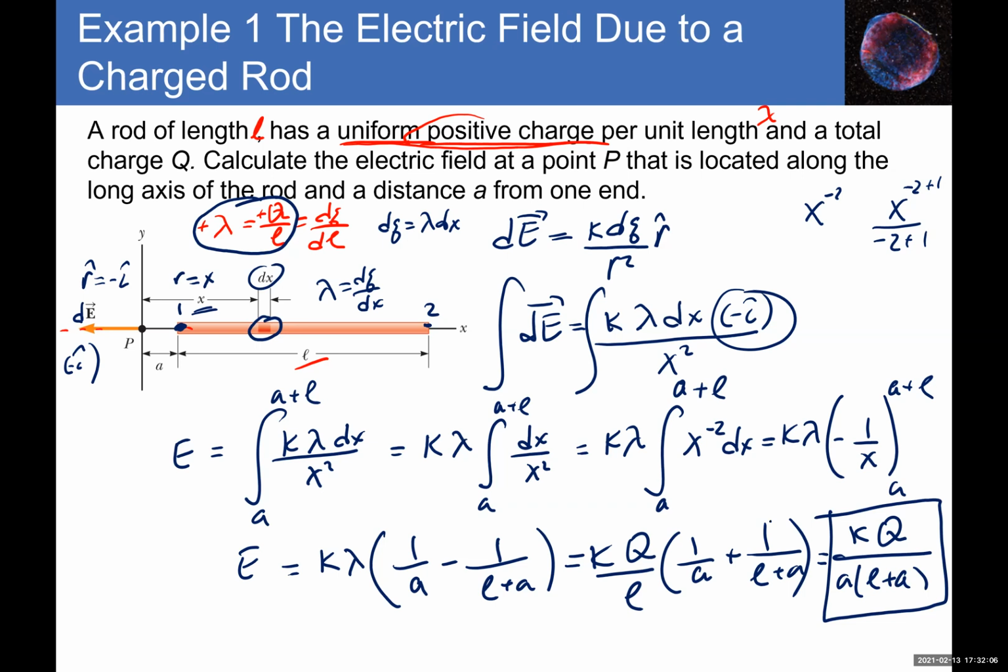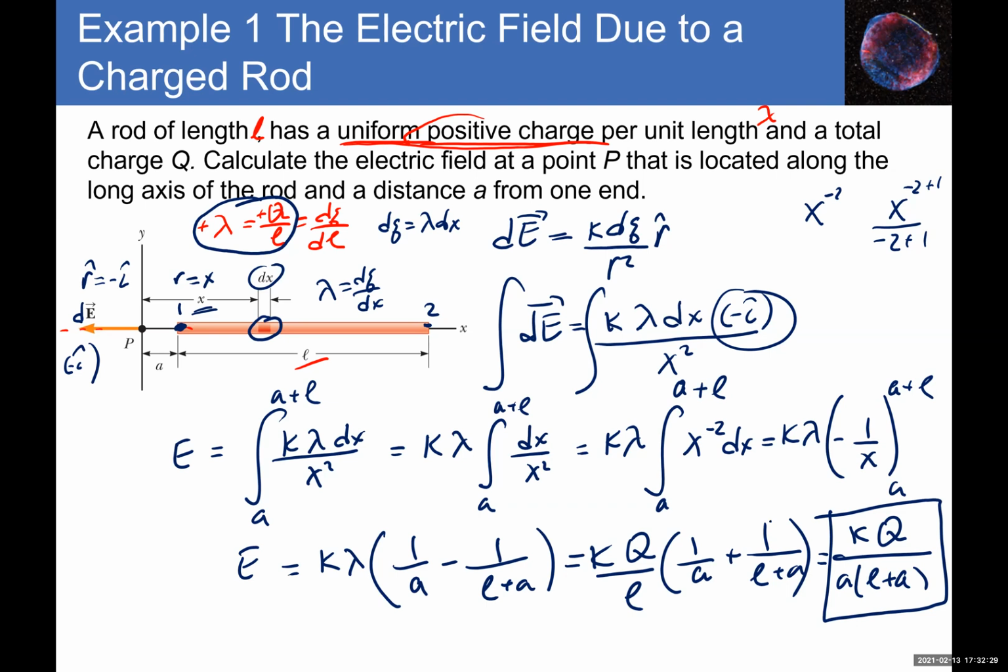That means if I have a rod with a uniform charge density, distance a from this point P, and a is some finite distance, then the electric field that it generates will be kQ over a times L plus a. That means this will be basically my answer.